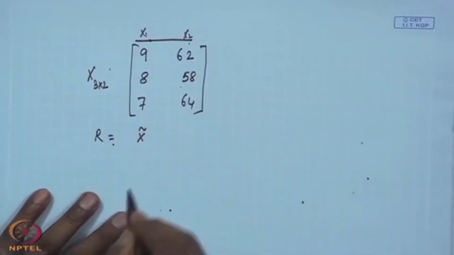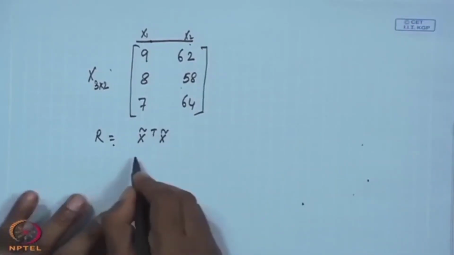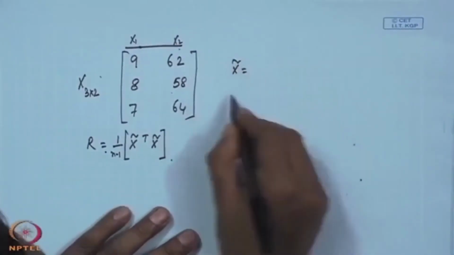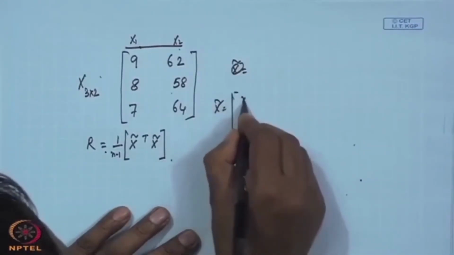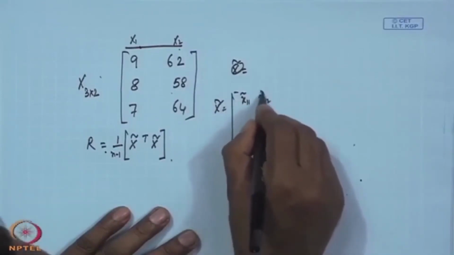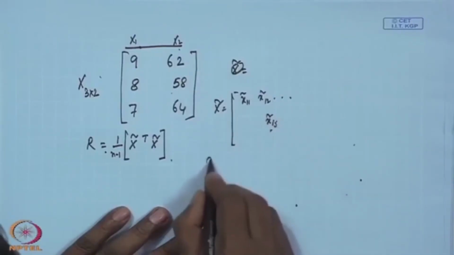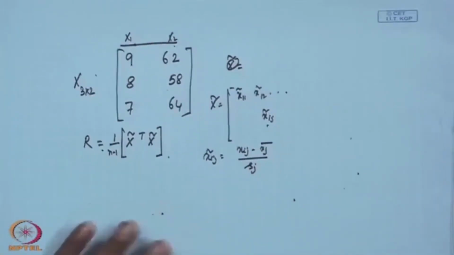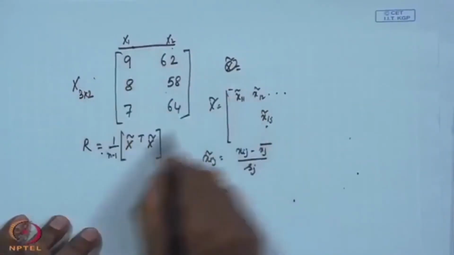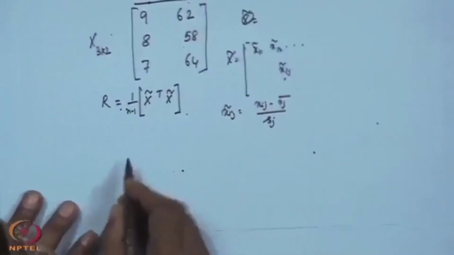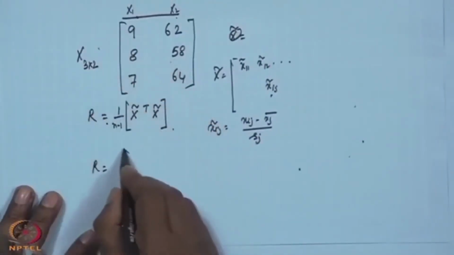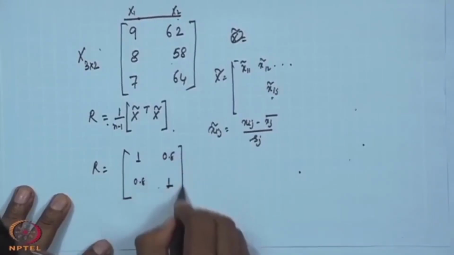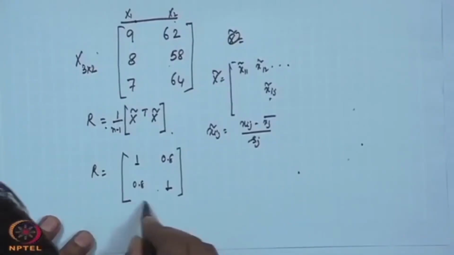R is X tilde transpose X tilde times 1 by n minus 1, and X tilde has entries x_ij tilde, which is x_ij minus x_j bar divided by the standard deviation. So, we require to get the R value first here. Once you get the R value, suppose for example, I am giving some arbitrary value: 1 and 1 on the diagonal, and let us take 0.8 off the diagonal, although it is not like this. So, you got the R value.